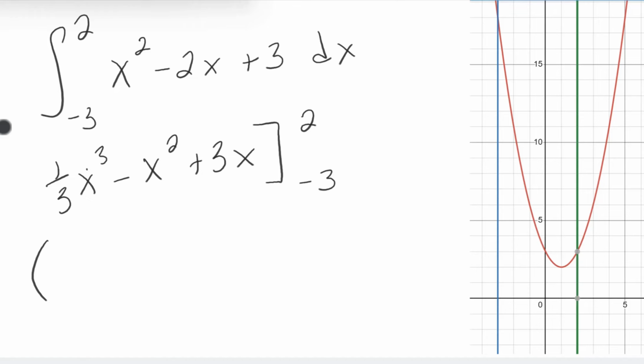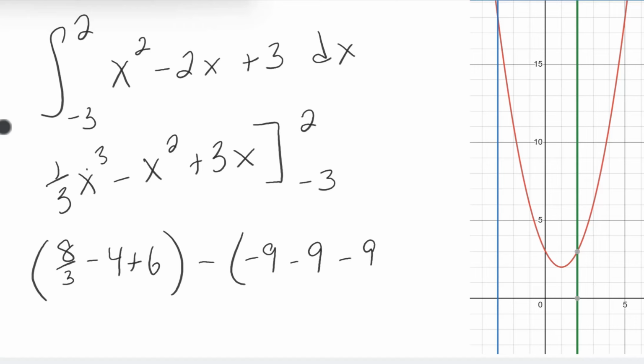You should have gotten 1/3 x to the third minus x squared plus 3x. So if I'm plugging in 2 first, 2 to the third is 8, so 8/3 minus 4 plus 6, minus -3 to the third power, which is -27 divided by 3, is -9. -3 squared is 9, so it's minus 9, and then minus 9. Nines are wild. All right, so we've got in this case negative. Actually, put it on top.